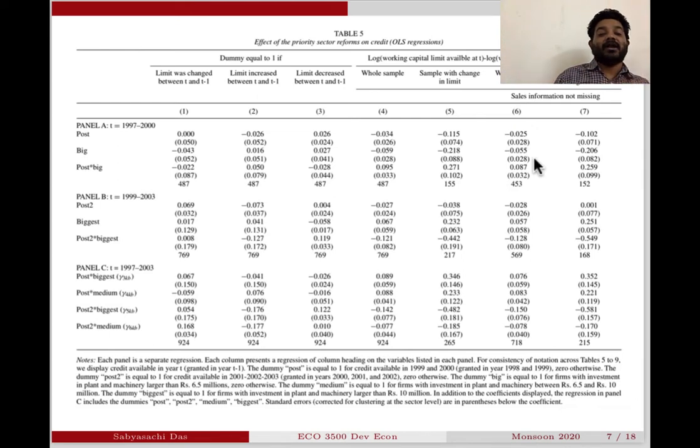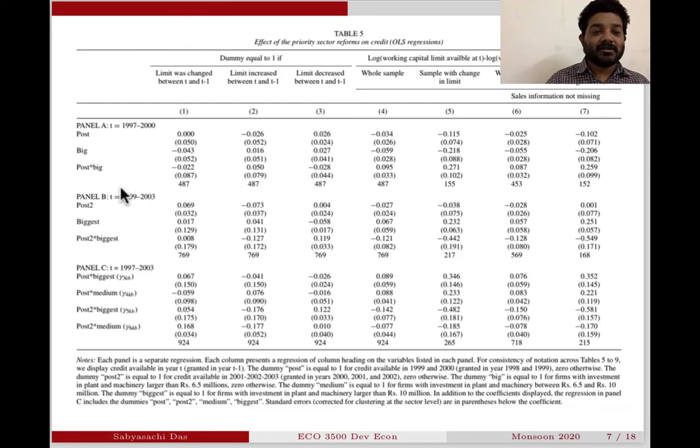Then you can go ahead and look at the sales and costs and profits. So the first thing is that during this period, these treated firms' capital growth rate increased substantially in the post period, right? So that's the result. Let's look at the post 2 period.